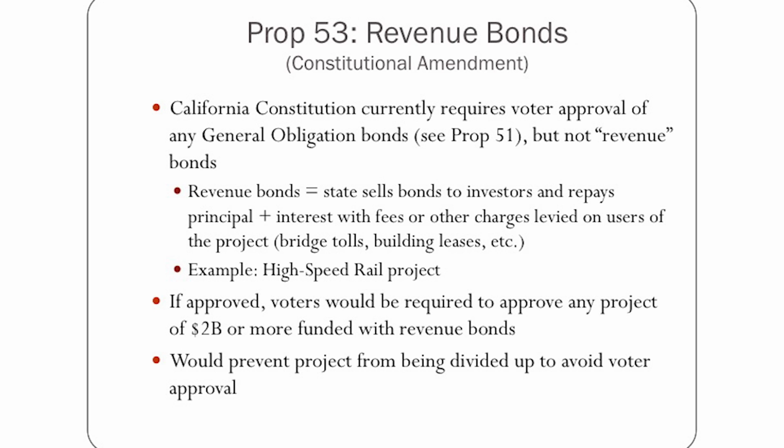Okay, Prop 53 is another bond issue. This is a revenue bond. So there's basically 2 types of bond. There's a general obligation bond that is what Prop 51 addresses, where we take on a debt, we agree to sell bonds to finance a project, and then we pay back individual investors from the general operating fund, both principal and interest, and that's how we pay over a period of time.